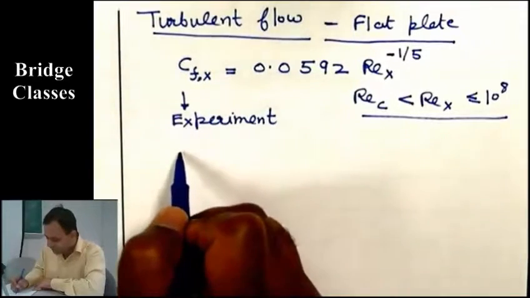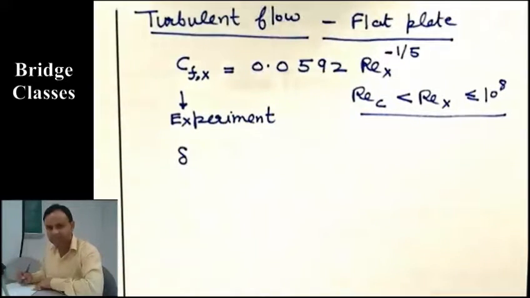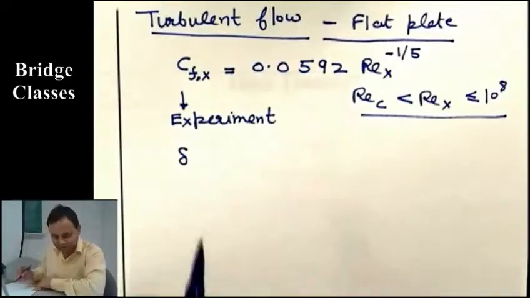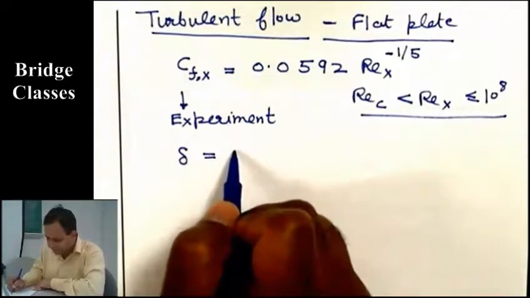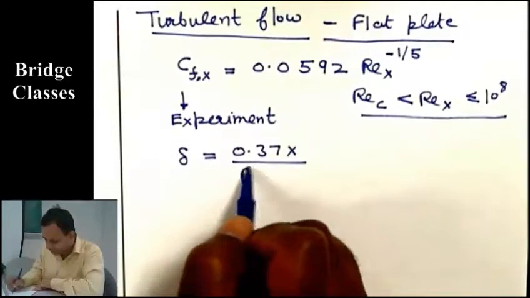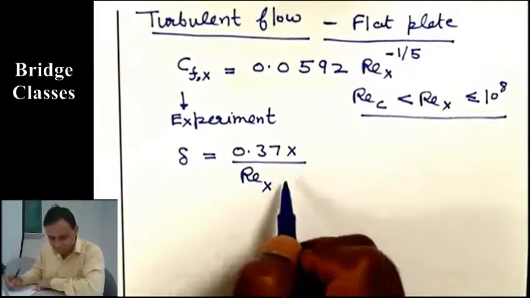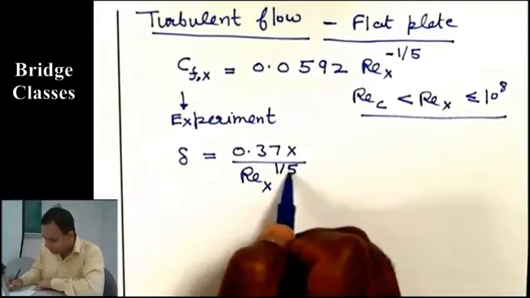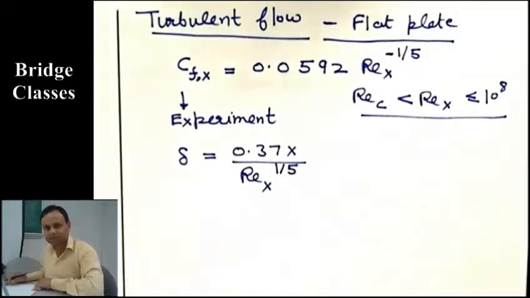And we also have an expression for delta. So in the region where the boundary layer is turbulent, you get delta is 0.37x over Reynolds number to the 1 over 5, okay, when the boundary layer is turbulent.